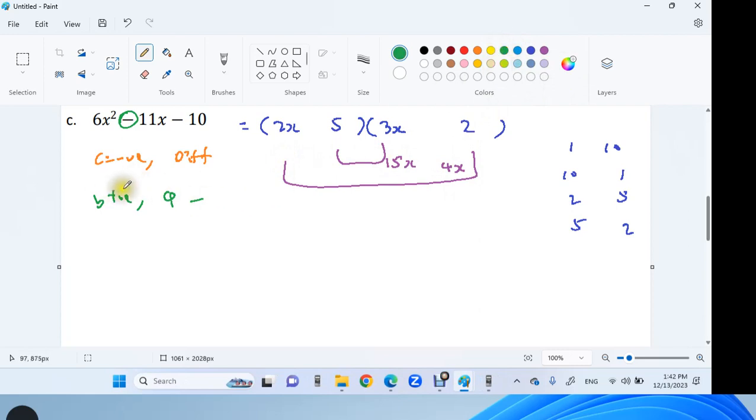Because B is negative, so we put negative here. This becomes negative. So this one is plus, then plus here. So it becomes negative 11x. So negative 11x is the value of B.